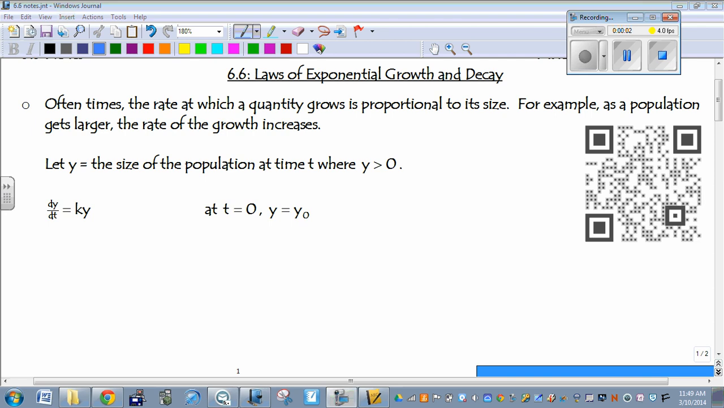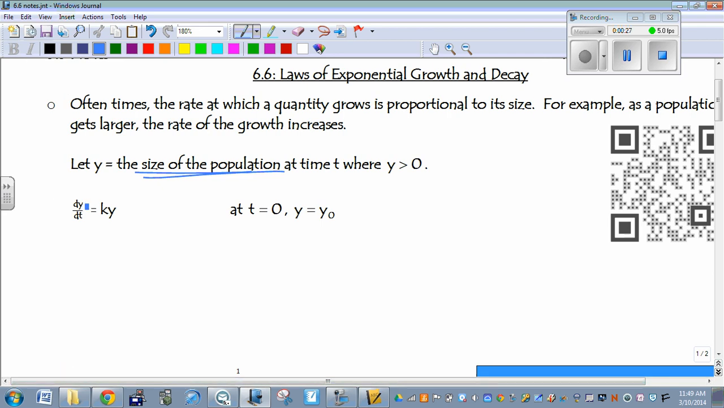Today we're talking about laws of exponential growth and decay. Oftentimes, the rate at which a quantity grows is proportional to its size. For example, as a population gets larger, the rate of growth increases. So we're going to let y equal the size of the population, and t is our time, and y is going to be greater than 0. So we obviously have a population that's bigger than 0.